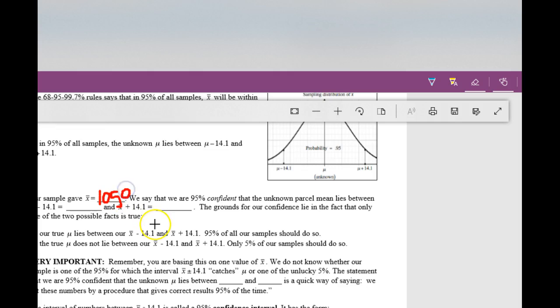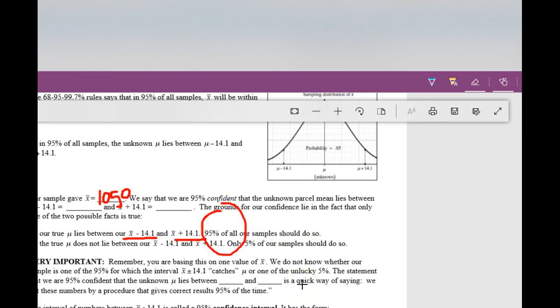Okay, and then we'll say our standard deviation was 14.1. We would add that and subtract that. That would be the upper limit and lower limit of 95% of the data. So whatever x bar happens to be, we'll either subtract 14.1 or add 14.1, and that will contain approximately 95% of all our samples.